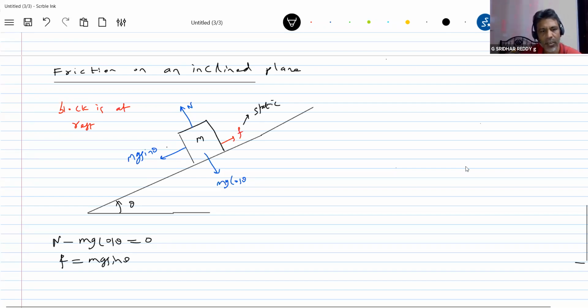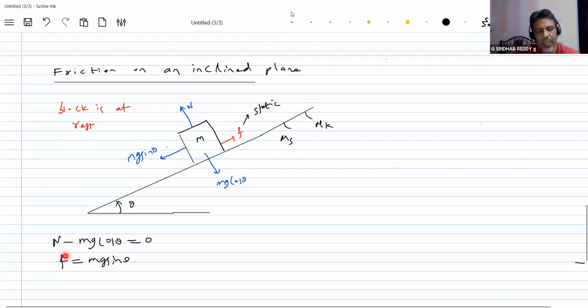And the nature of friction is what? Static in nature. I'll vary this angle of inclination. As I increase theta, sin theta will increase. If sin theta increases, then the friction force will also increase. So is there any upper limit? Let mu s and mu k be the coefficients of static friction and kinetic friction. Now, what is the maximum permitted value of the friction? It is equal to limiting friction. So as I increase theta, the friction will keep on increasing.